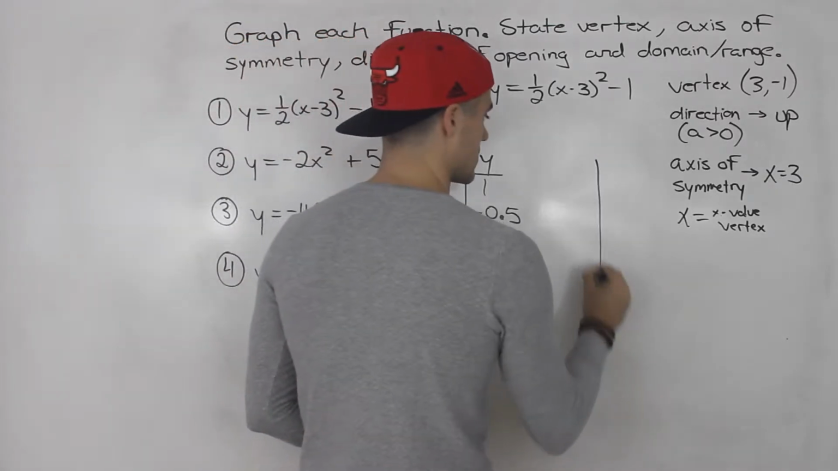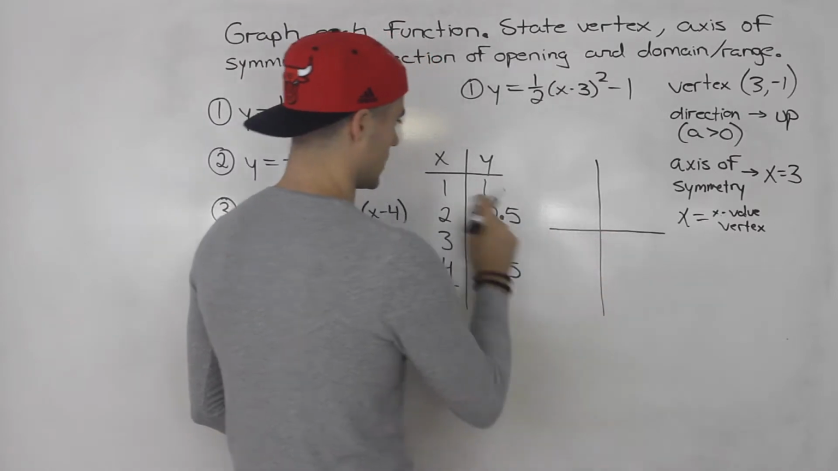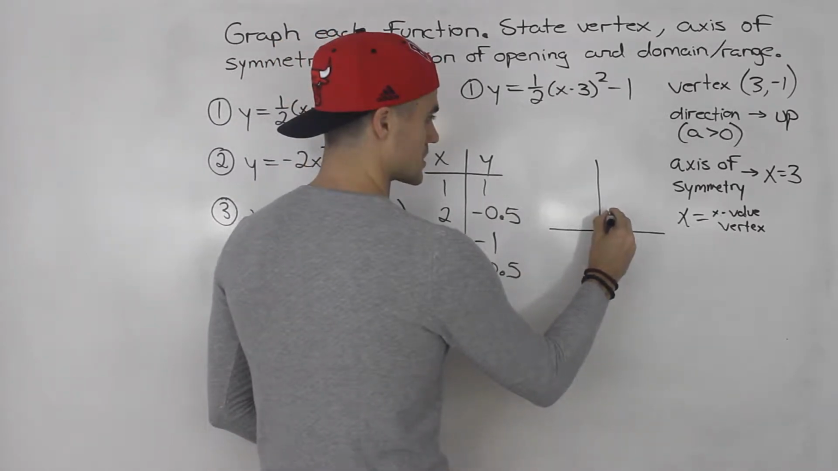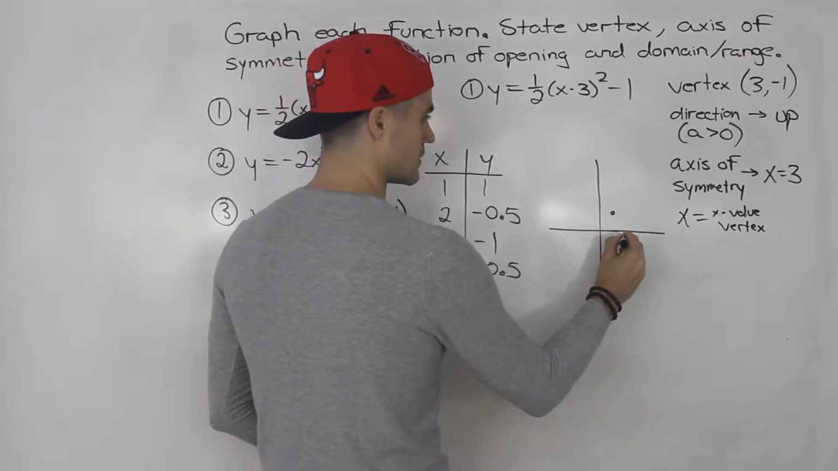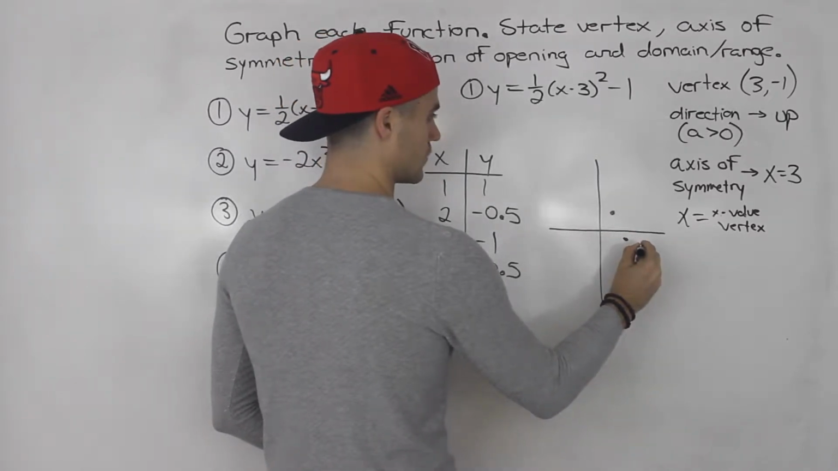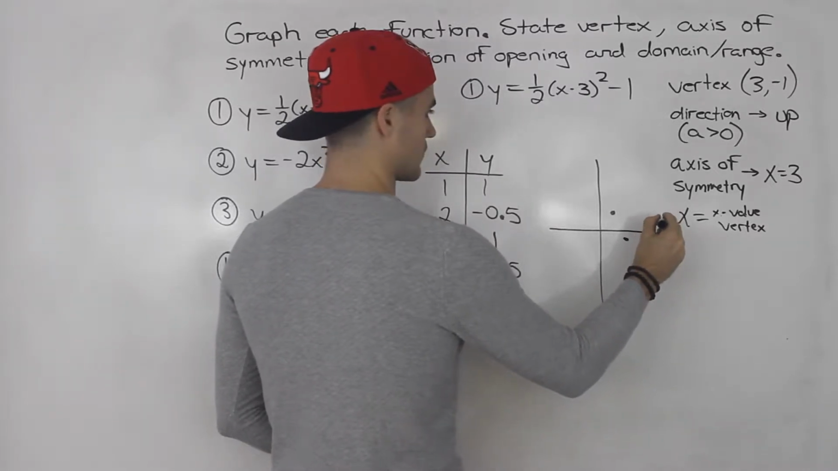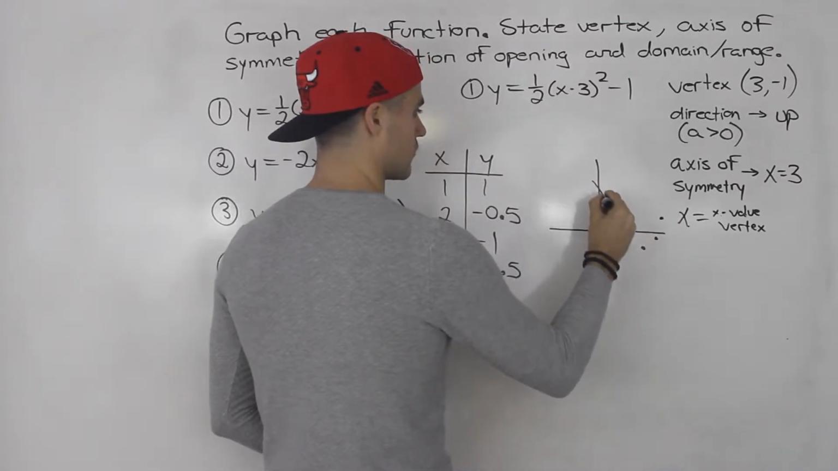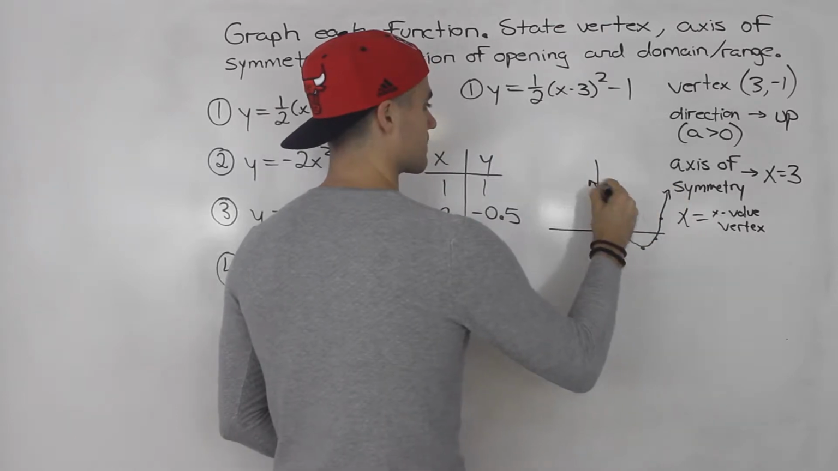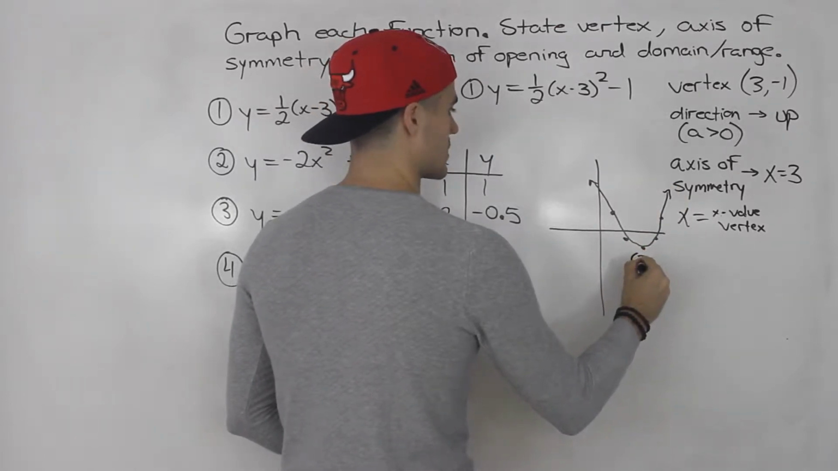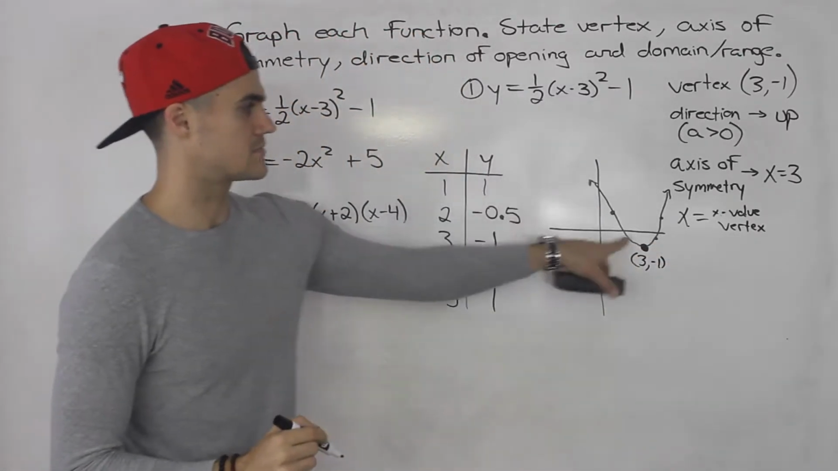So if we take this and actually graph it, we got 1 and 1, which is like up here. We got 2 and negative 0.5. It's like down here. 3 and negative 1 over here. 4 and negative 0.5 right there. And then 5 and 1 up here. So the parabola looks something like this. And that vertex is at 3 and negative 1 right there. Right, so nice and symmetrical.